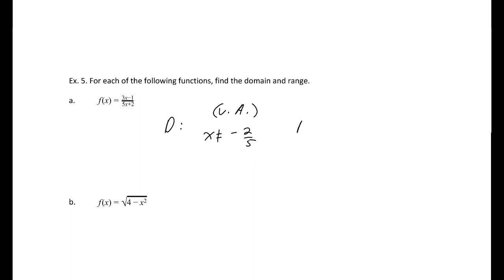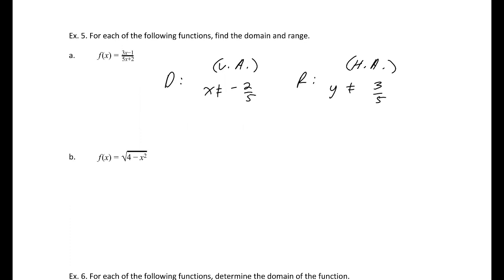All right, so in a similar fashion, we actually have a horizontal asymptote at 3/5 because it's 3x over 5x, the ratio of those two coefficients, because the degrees are the same. 3/5 is a horizontal asymptote, so our function actually never reaches 3/5. So our domain is everything except negative 2/5, and our range is everything except 3/5.